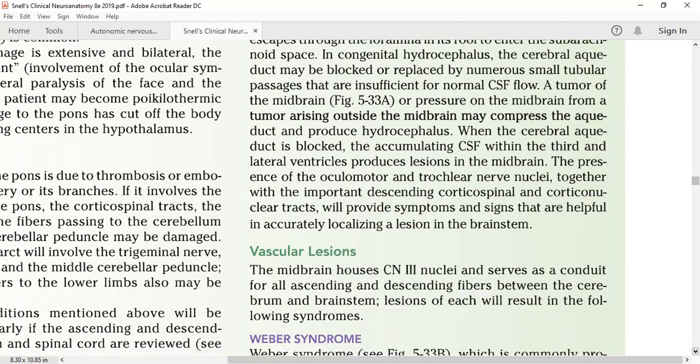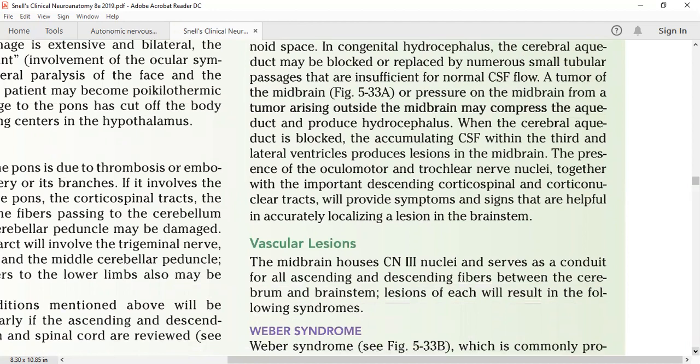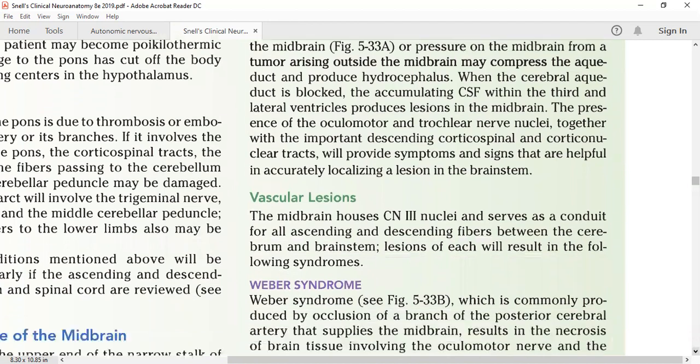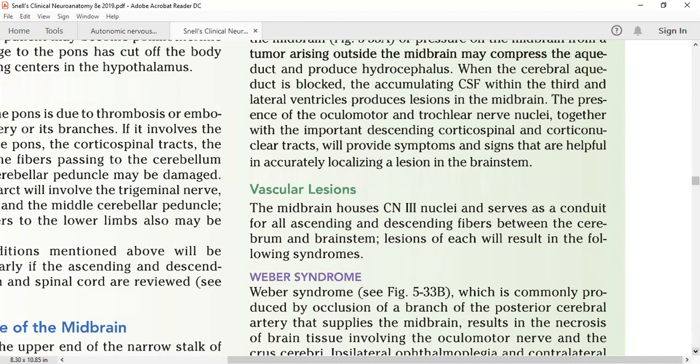When the cerebral aqueduct is blocked, the accumulating CSF within the third and lateral ventricles produces a lesion in the brainstem. The presence of the oculomotor and trochlear nerve nuclei together with the important descending corticospinal and corticonuclear tracts will provide symptoms and signs that are helpful in accurately localizing a lesion in the brainstem.